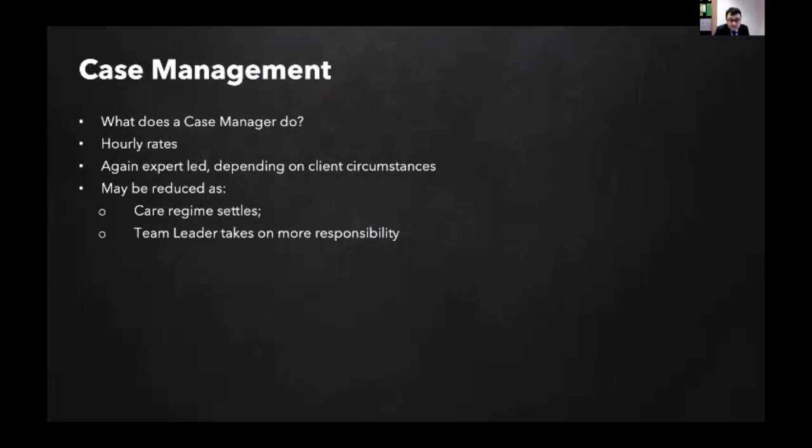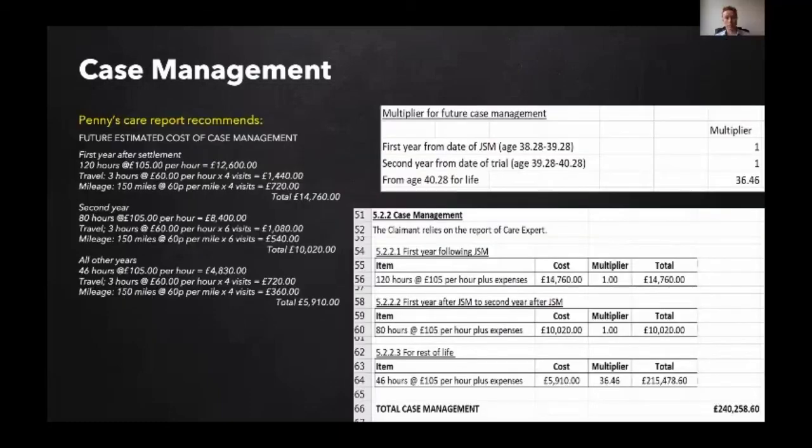So that's roughly speaking what they do. And then they stay with the claimant after the case is settled as well, so as to ensure that the care package is maintained and those therapies and rehabilitation continues. Thanks, Ben. And how's that going to look for Penny's case specifically?